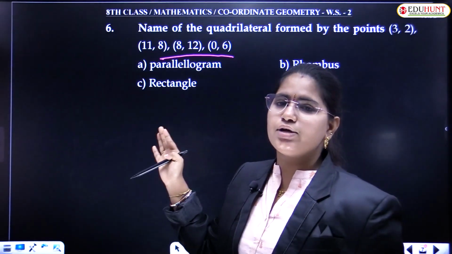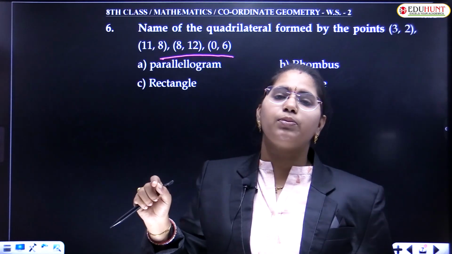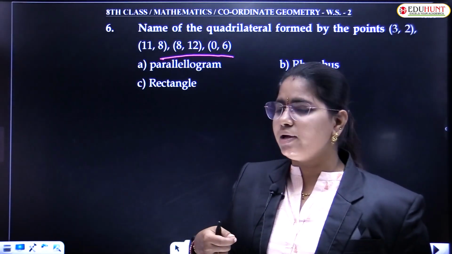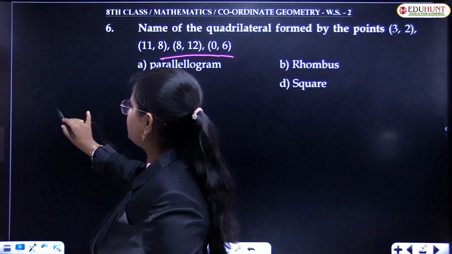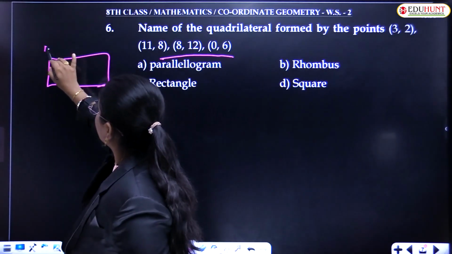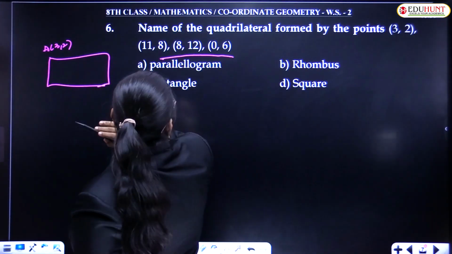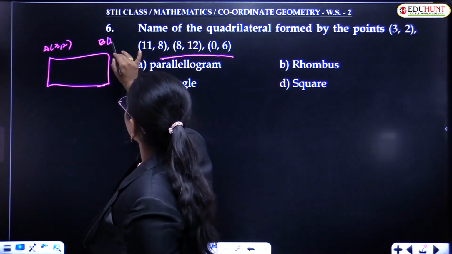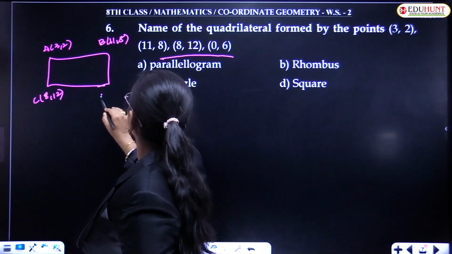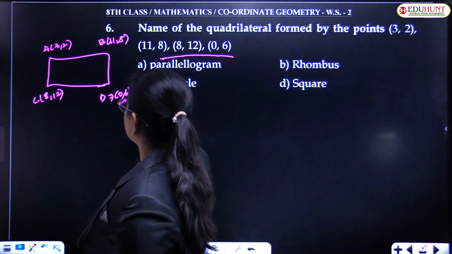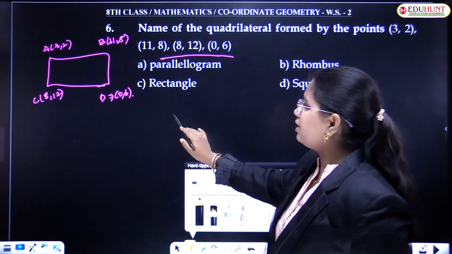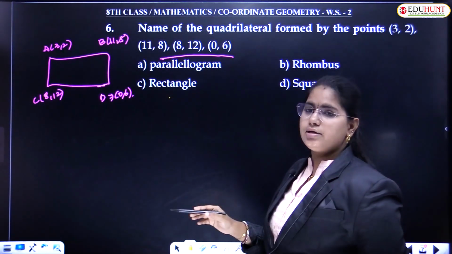In order to solve these kinds of questions, you should be aware of the properties of quadrilaterals, right? So you need to understand the quadrilaterals. As usual, let's draw the figure. So what are the 4 points we have? A is 3, 2, B is 11, 8, correct? C is 8, 12, D is 0, 6. So we have 4 different points. Let's start the problem by calculating the lengths of all the sides and diagonals.